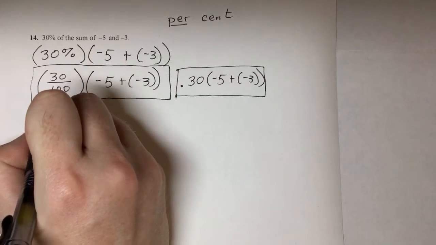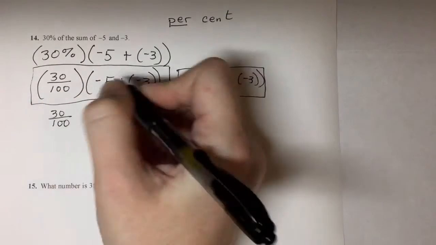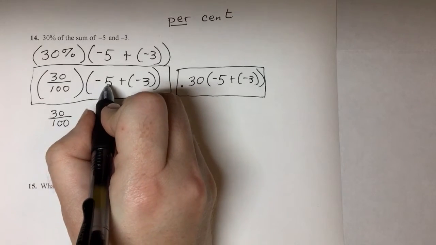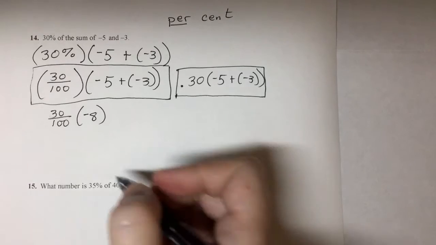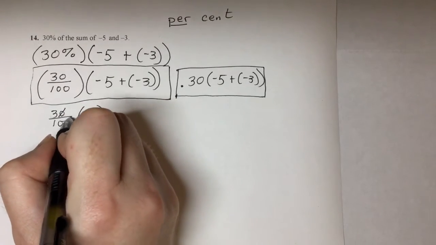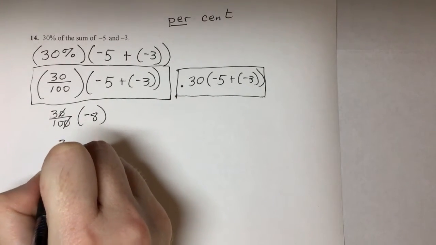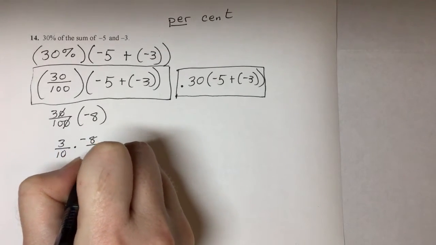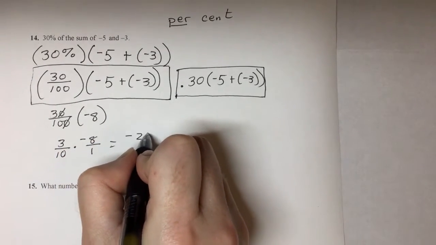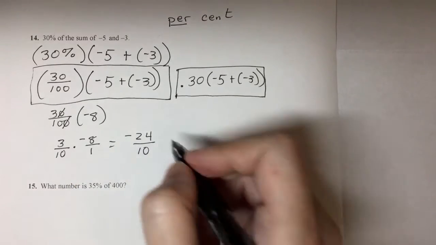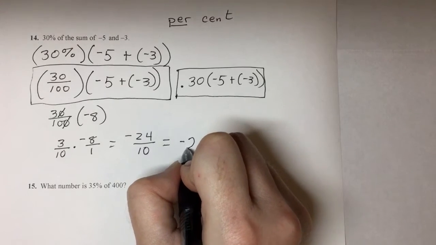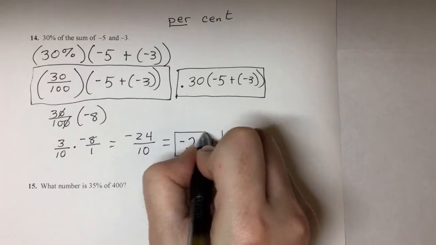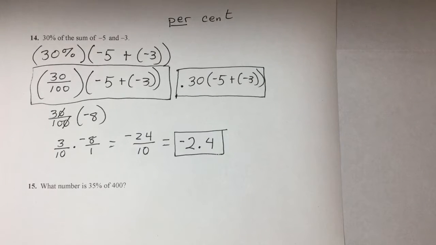Simplifying it. -5 plus -3. I owe 5, I owe 3. So that's -8. Well, dividing both by 10, I have 3/10 times -8 over 1, -24/10, which in this case I'm going to simply write as -2.4. With percentages, we'll often be talking about money, and decimals will be a preferred form.